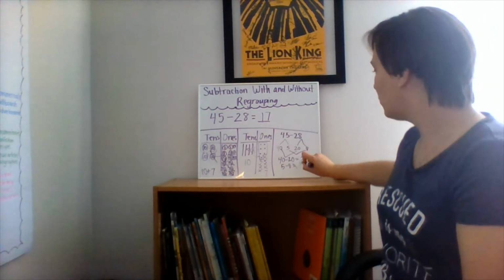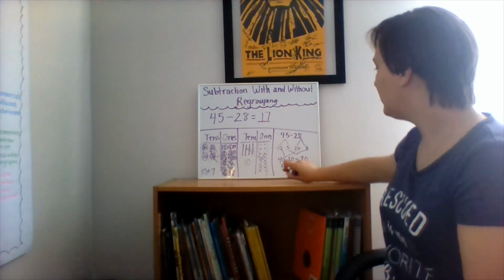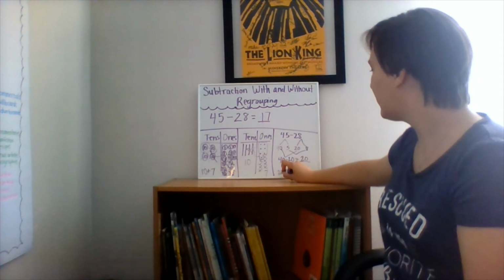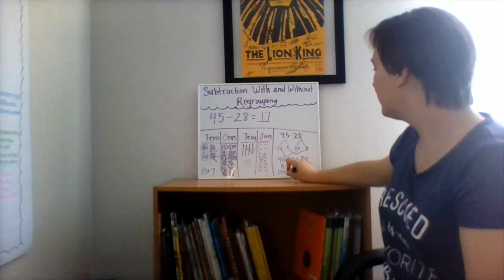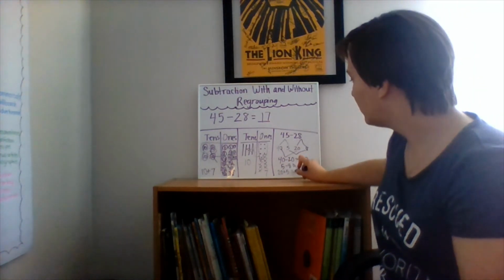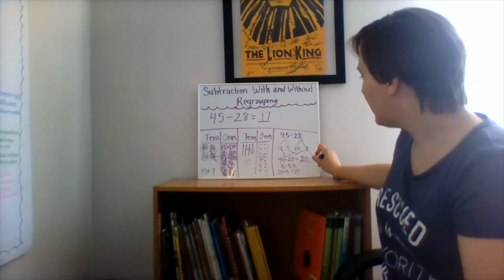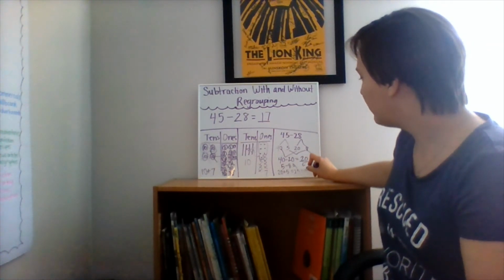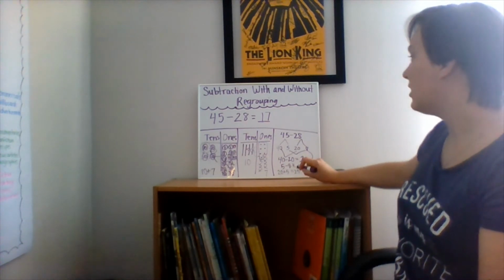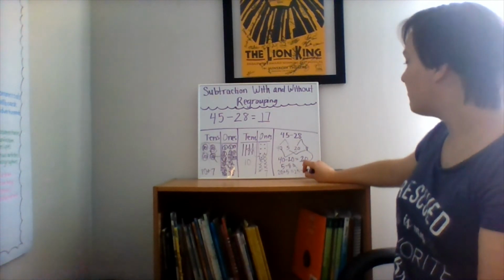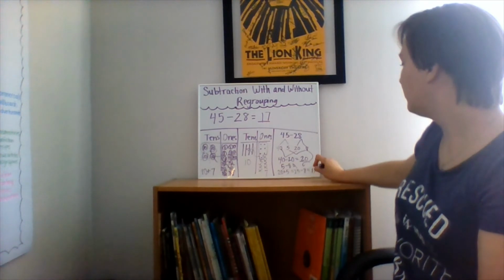If you take the 20 and you put it with the 5, and you add it to 5, 20 plus 5 gives you 25. Okay? If you then bring your 8 down, you have enough to take away. So that gives you 25 minus 8. 25 minus 8 is 17.